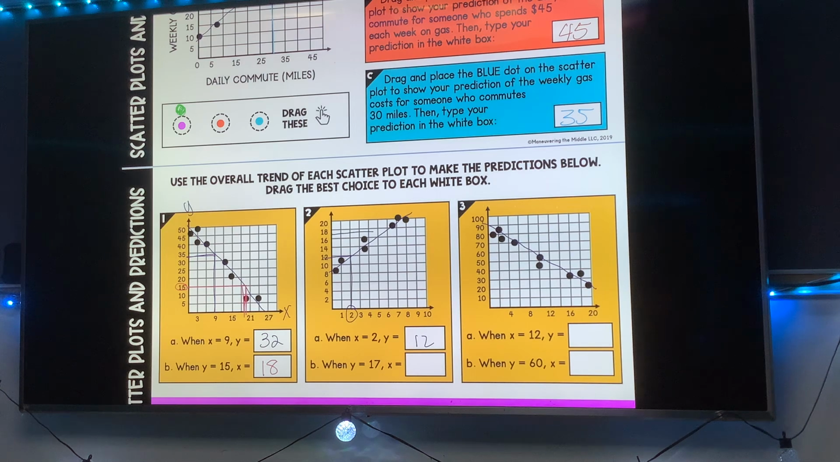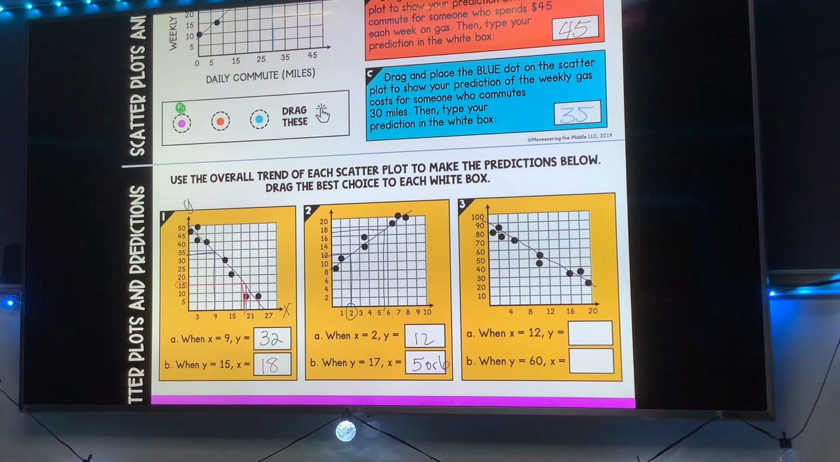We have 17. When my X would be, you could go with 5.5, you could go with 5 or 6. I would be totally okay with both of those. You might be exactly on 5. So that would be totally okay.